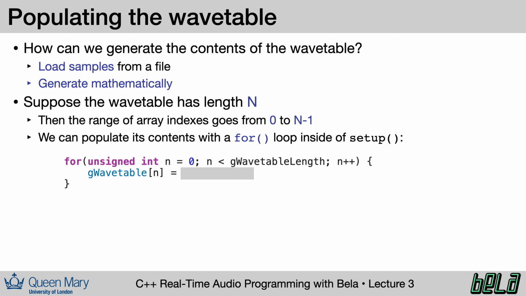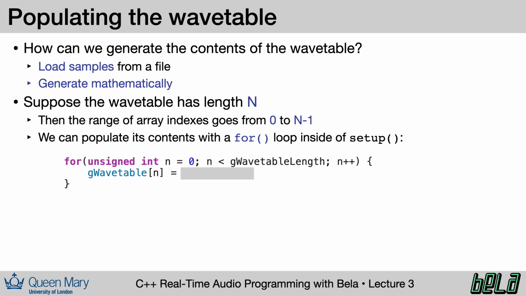One last topic then for today is how we populate the wavetable itself. We could do this a couple different ways. We could load a sound file, as we did in the previous lecture, or we could generate a waveform mathematically. And we'll look at the second of those here. So let's suppose that the wavetable has a length of n. Then we have an array to fill, and the range of valid array indexes goes from 0 to n-1. And what we need to do is to write a for loop, which we can run inside the setup function, which is going to step through each of those array indexes and fill it with a sample value. And together these samples are going to represent one oscillation of the waveform.